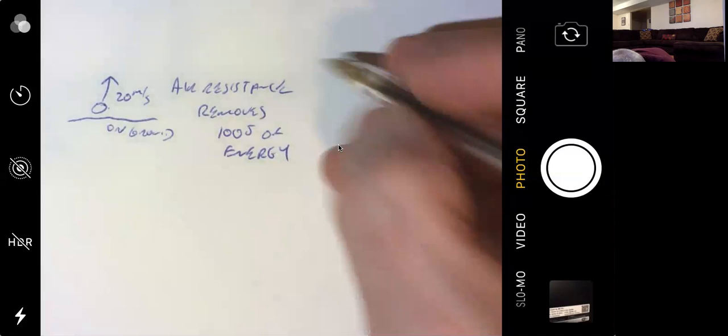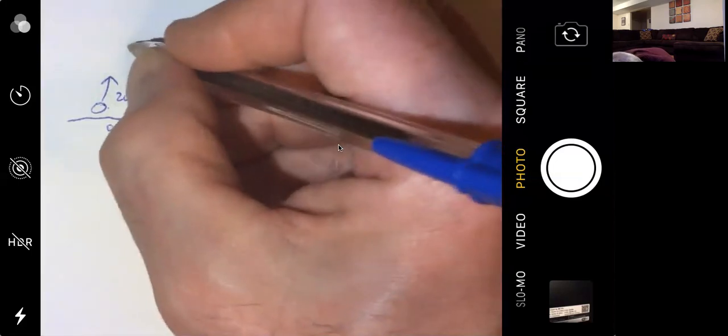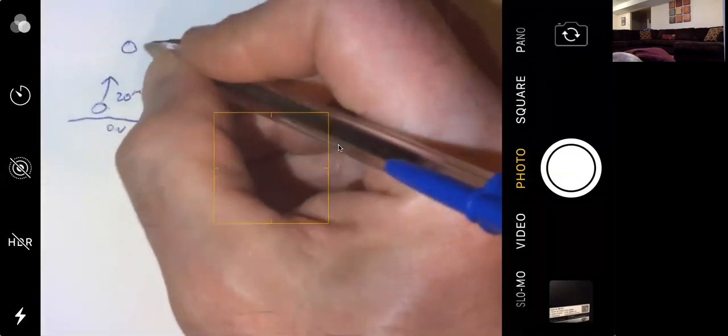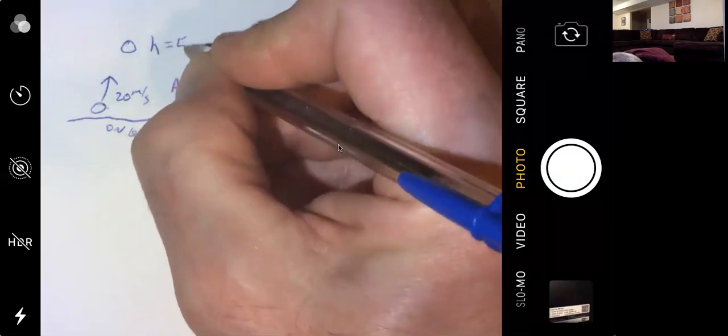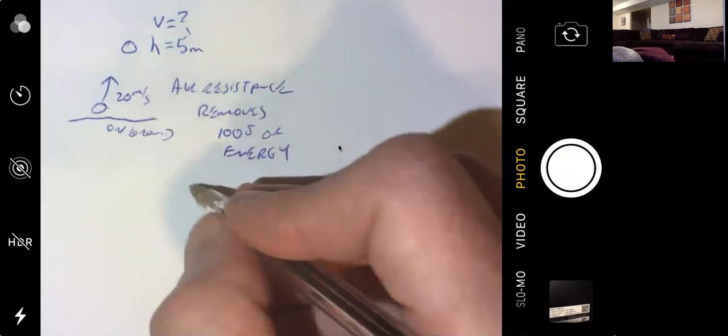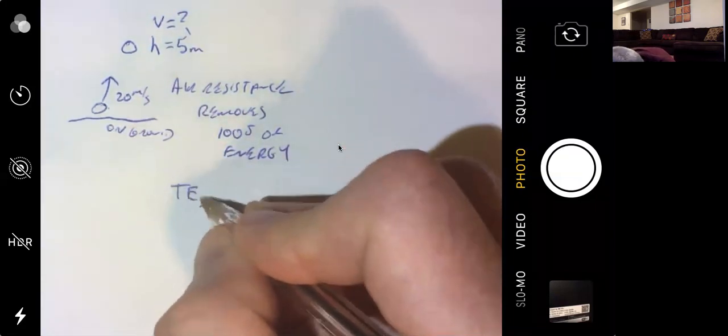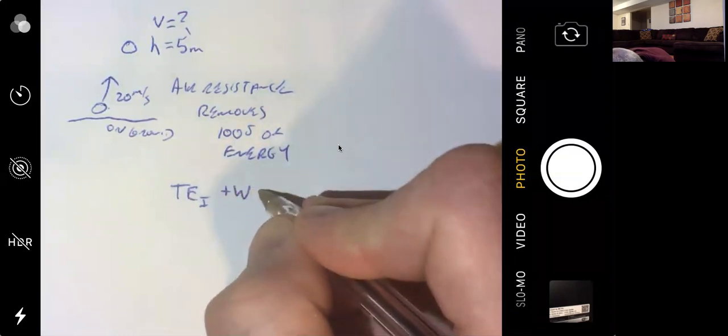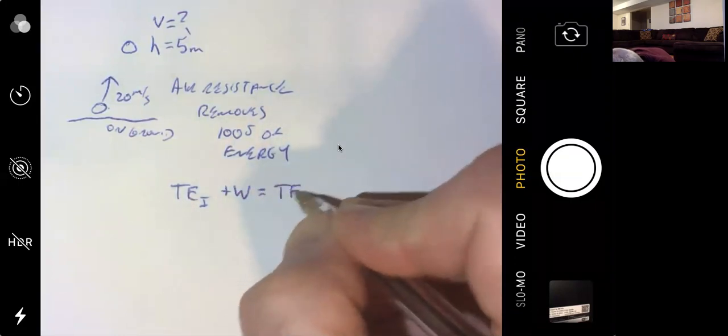And let's go ahead and say that at some later point, the object is now at a height of 5 meters. And I want to know what's its velocity. All right, so off to the races. We say, look, total initial energy, now we add in this plus work term, equals total final energy.